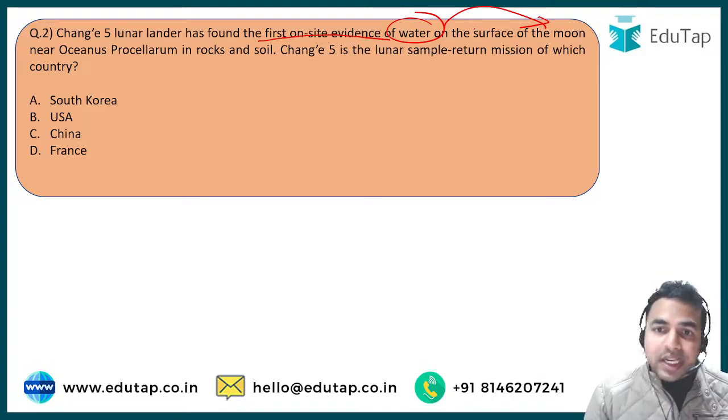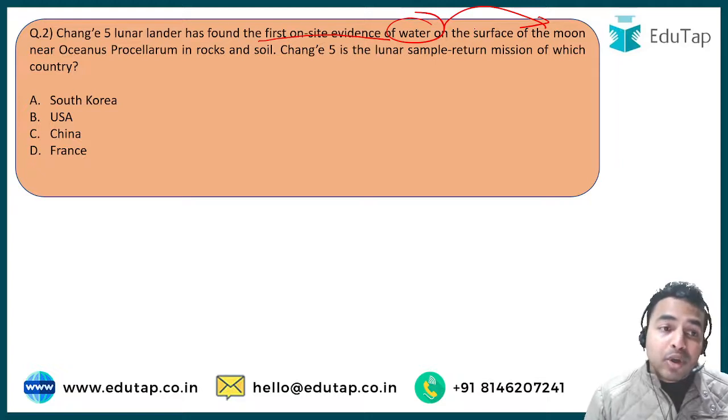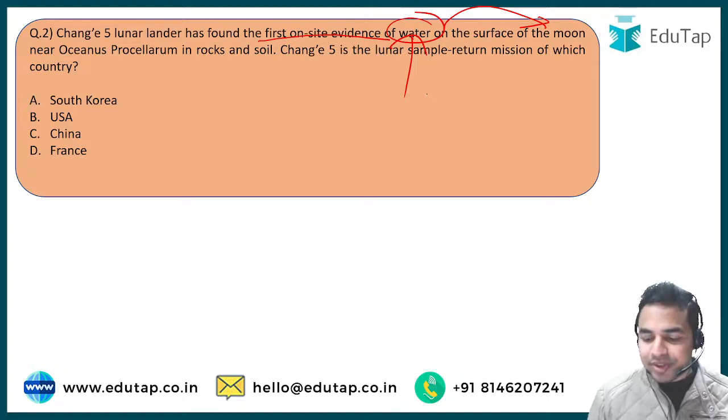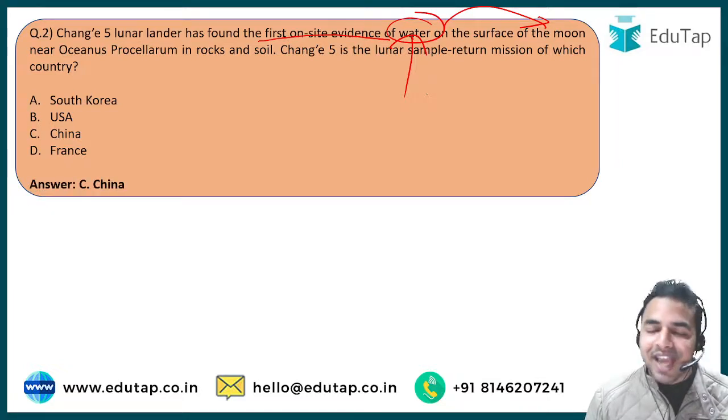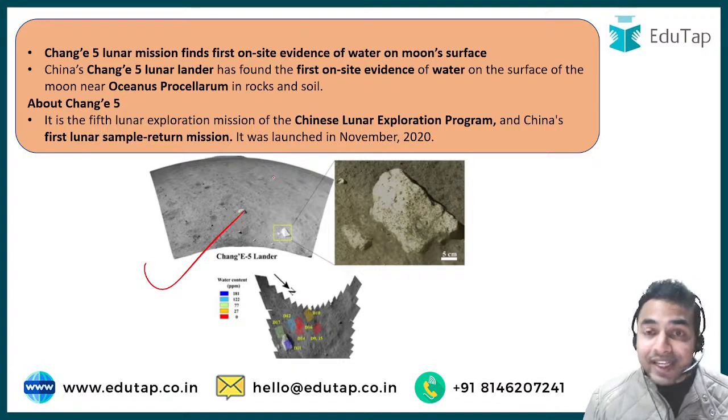Okay, see, it is a lunar sample return mission, and here you are required to just identify the name of the country which has launched this particular mission. See why this is important? Because this particular lander has found the first on-site evidence of water on the surface of the moon. And my dear learners, the right answer to this question is option C, that is China. So here you can see what exactly these on-site evidences are which have been found by this particular lander.